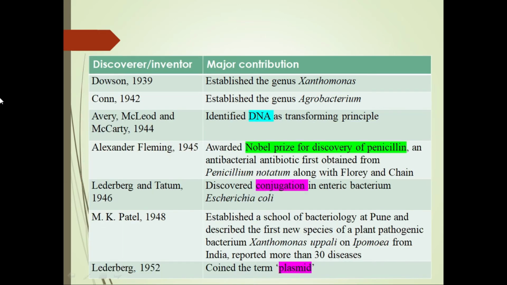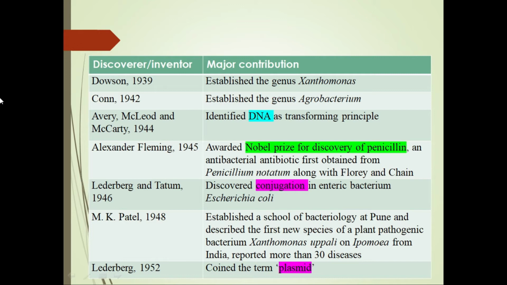Then electron microscopes were developed in the 1930s. Then Xanthomonas as a genus was established. Agrobacterium as a genus was established. DNA as a transforming principle was established in the year 1944. Then Alexander Fleming, who discovered penicillin, was awarded Nobel Prize. Penicillin was the first antibiotic to be discovered.